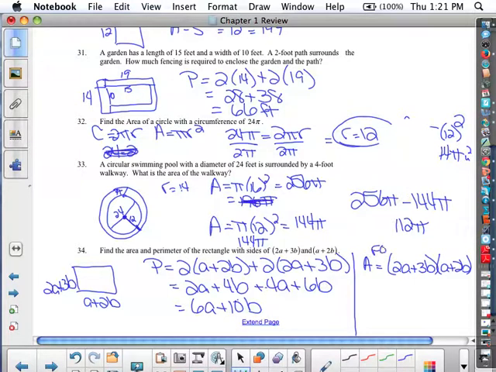The area then is base times height, 2a plus 3b times a plus 2b. FOIL, don't forget to FOIL. First, 2a times a gives me 2a squared. 2a times 2b gives me plus 4ab. Then 3b times a gives me 3ab. And finally, 3b times 2b gives me 6b squared. So I have 2a squared plus 7ab plus 6b squared.